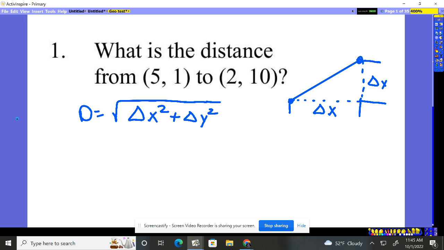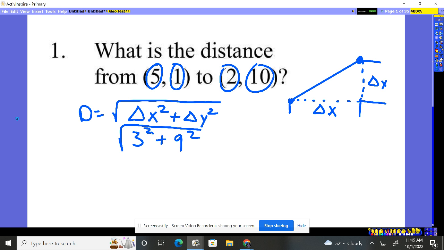So changing my x's, I have 5 and I have 2. What's the difference between there? 3. So it's 3 squared. Plus difference of my y's. 1, 10. That's a difference of 9. So 9 squared. And then I'm going to take the square root after I add them together. 3 squared is 9. 9 times 9, 81. So it's the square root of 9 plus 81, which is the square root of 90.